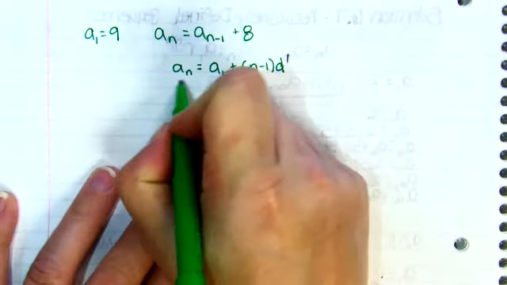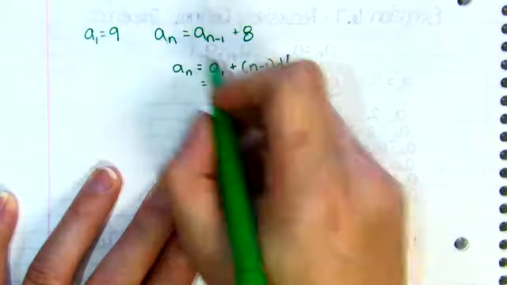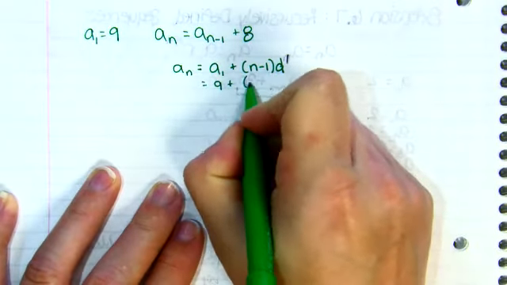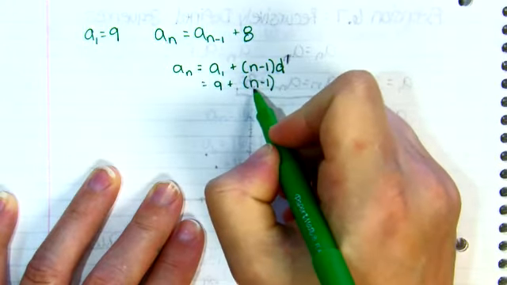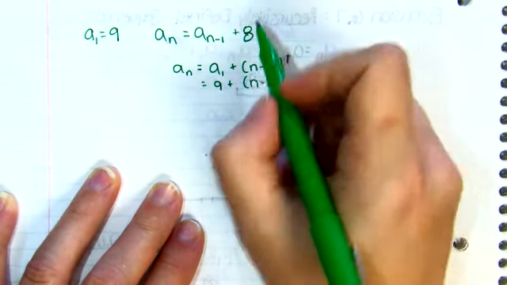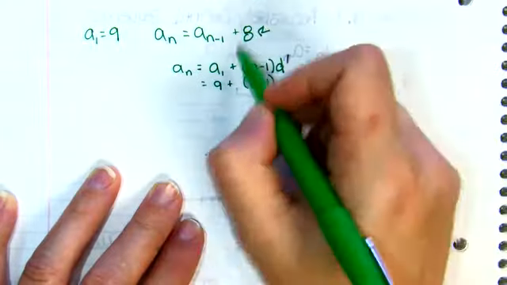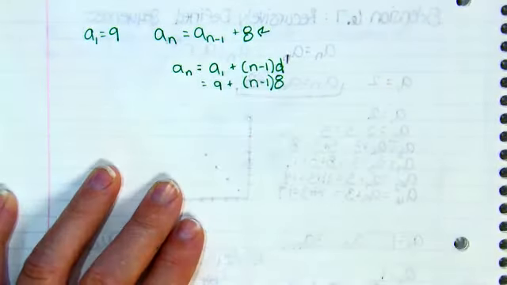So my first term is 9. I'm going to keep the n minus 1 because that is my independent variable. That's what I would be putting into the equation. And then my common difference is that 8. That's what I'm adding every time.